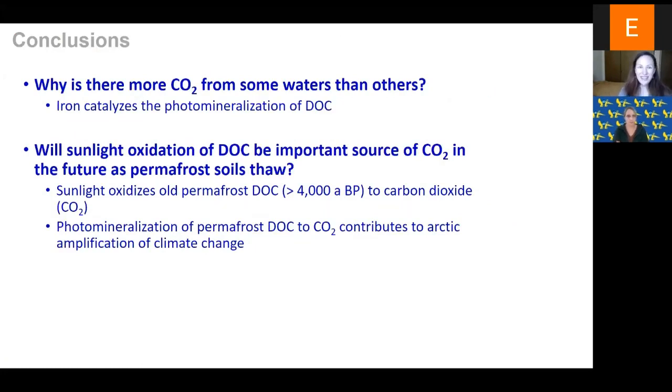All right, so in conclusion, I'll just return again to my question and answer here. Why is there more CO2 from some waters than others? Well, we think we understand why, and we think it's that iron plays a key role by catalyzing a specific reaction that turns dissolved organic carbon into CO2 with the help of sunlight. And will this process be important in the Arctic? And our answer is yes. Sunlight can oxidize old permafrost DOC to carbon dioxide, and enough so that it contributes to Arctic amplification of climate change. Right, and with that, I'm going to end here and am happy to take any questions.